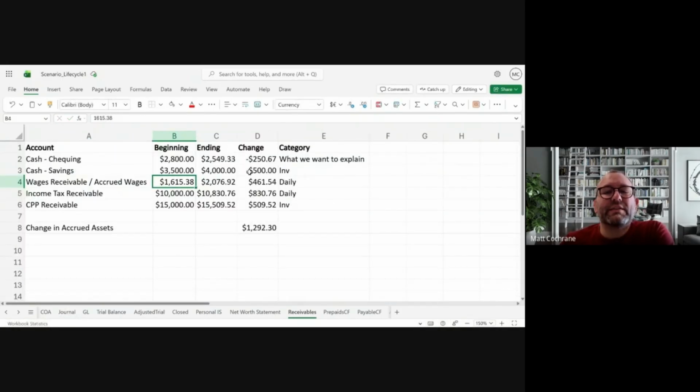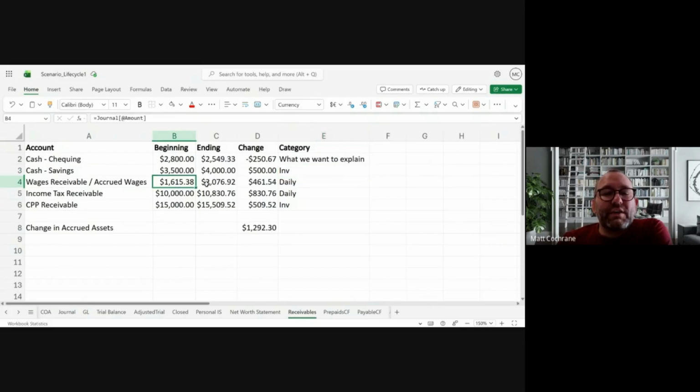Okay, so the difference there is $500. Okay, and I just want to make sure that all of these are accurate. Yeah, they're all accurate. Okay, so that means that we have a change in our savings account that is going to be classified as an investment.